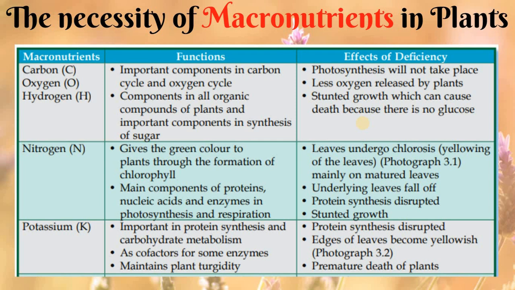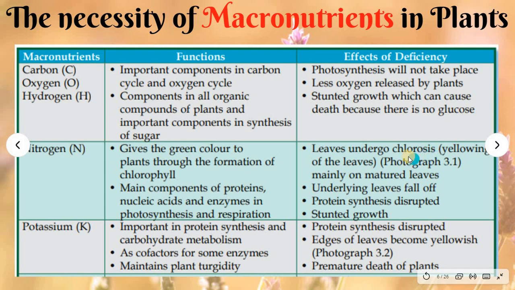What about nitrogen? Nitrogen gives the green color to the plants through the formation of chlorophyll. It is the main component of proteins, nucleic acids, and enzymes in photosynthesis and respiration. What is the effect of deficiency? Leaves undergo chlorosis.